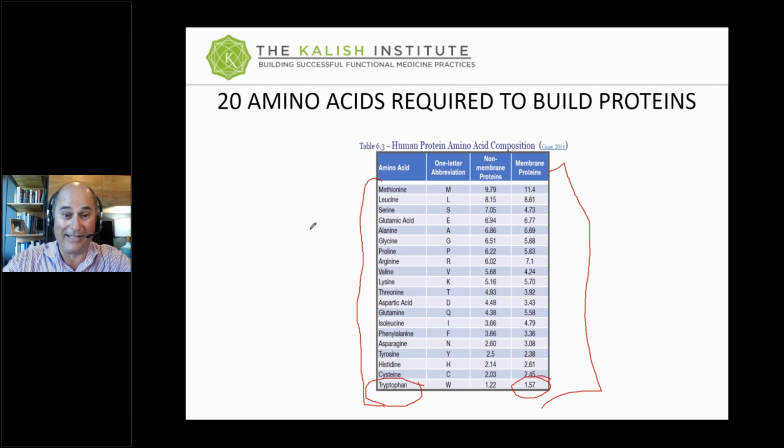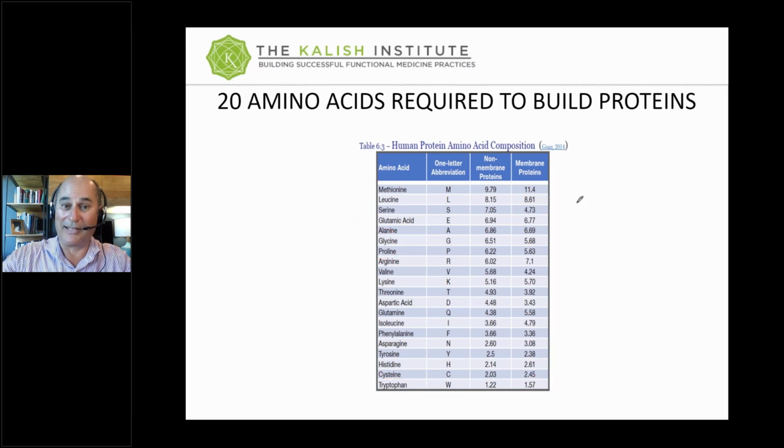If you run a test and a person's consistently low in any one of these 20, let's say they're low in glycine, you still can't synthesize proteins. You could be eating hamburgers and turkey and protein shakes all day long. It's not going to have the effect that you intend if you don't have the specific aminos that you need for protein synthesis.